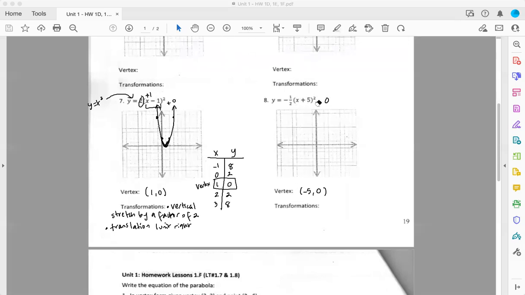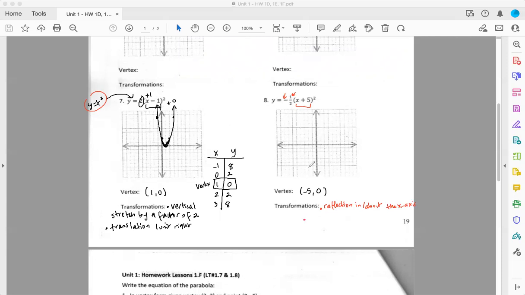Transformation. What happened to this graph? A few things happened. Look at them right here. There's a negative, there's a 1/2, and there's this. So there are 3 items that happen to the parent function, y equals x squared. The negative, remember, the job of a negative is to reflect. Reflection in or about the x-axis.